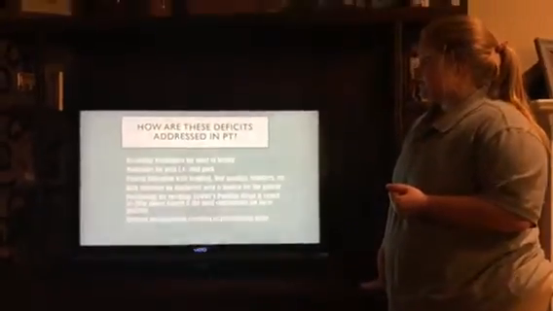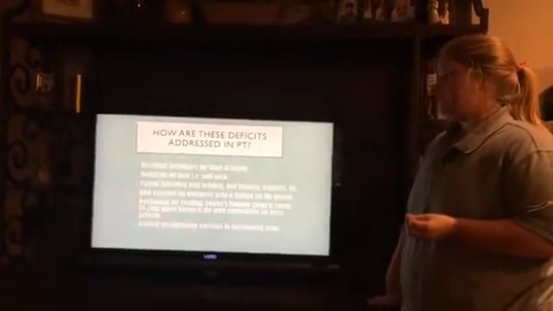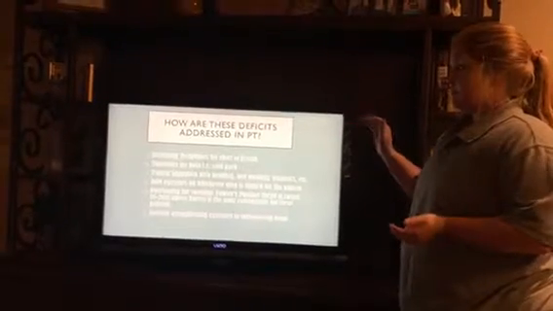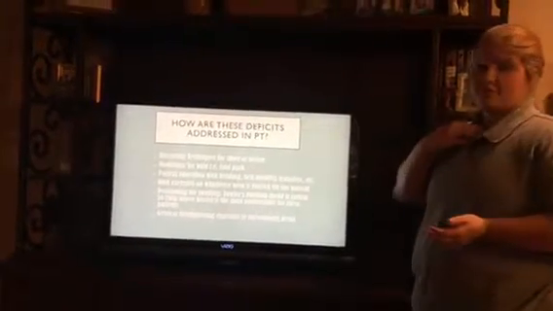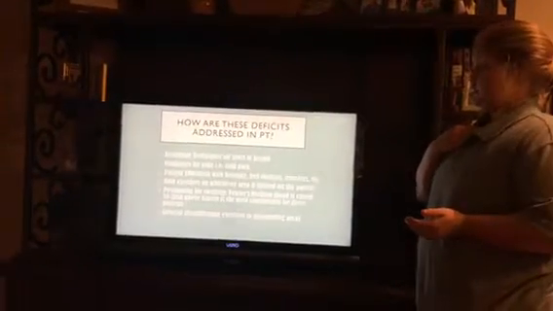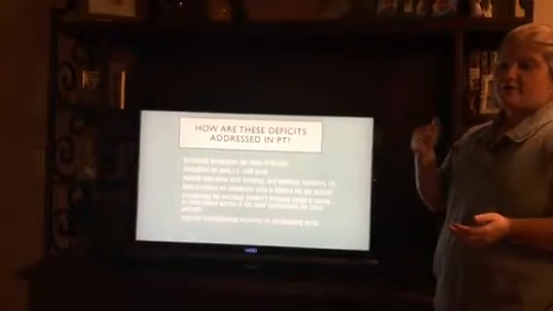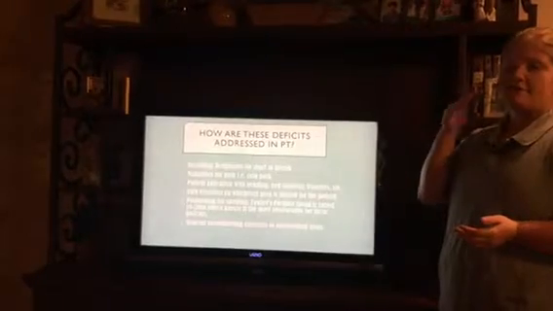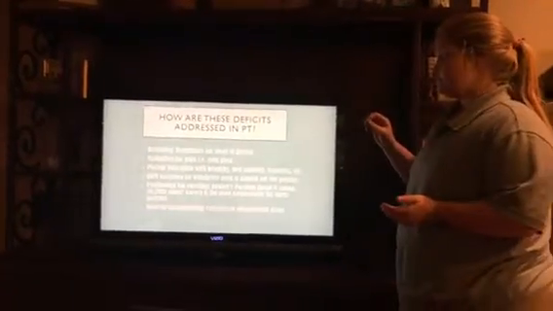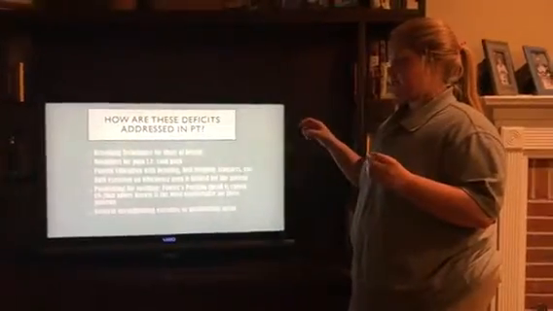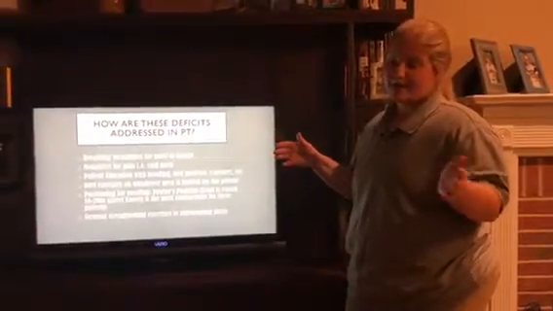So how are these deficits addressed in physical therapy? I just named a few; there's probably many others you could think of. To help with shortness of breath, some people may have, you can do breathing techniques, like in through your nose, out through your mouth, the pursed lip breathing. And then to help with pain, you could use different modalities, like a cold pack.